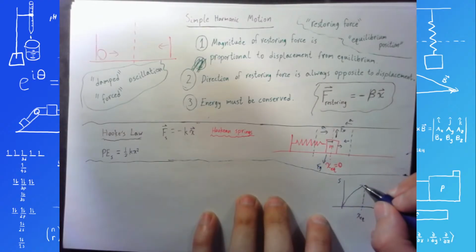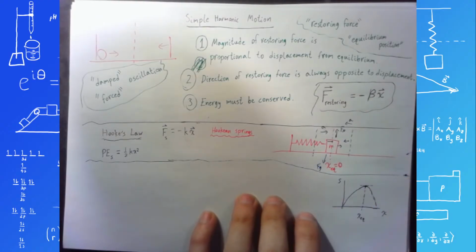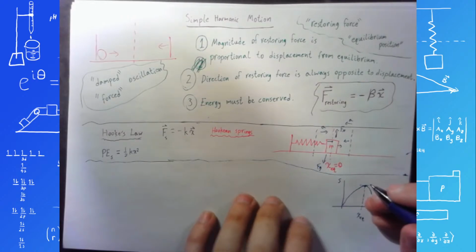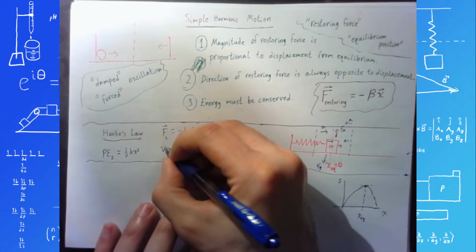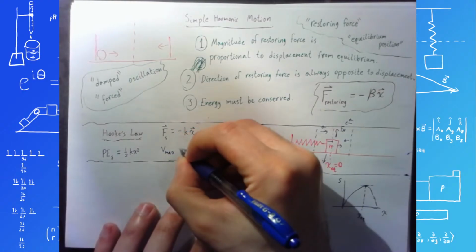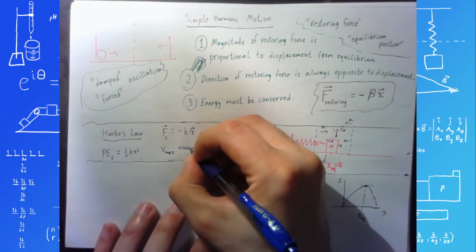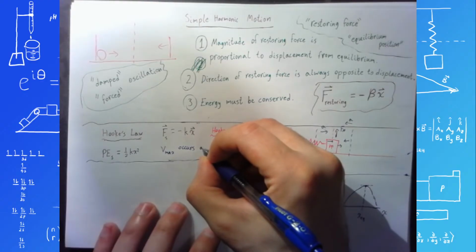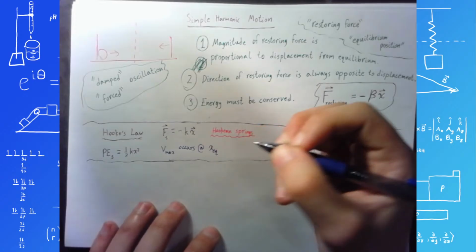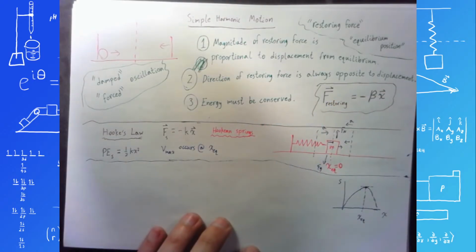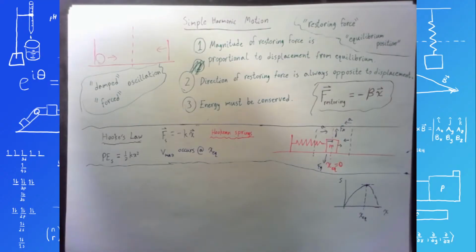This means that we achieve maximum speed at the equilibrium position. Equilibrium position is the position of maximum speed. Vmax occurs at x equilibrium, or x equals 0 if that's how you want to denote it. So maximum speed occurs at the equilibrium position.